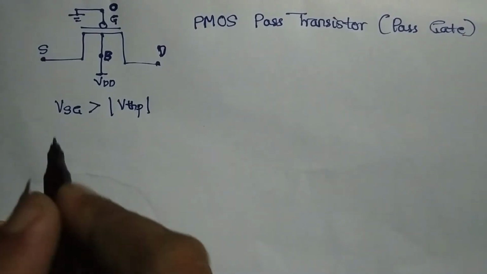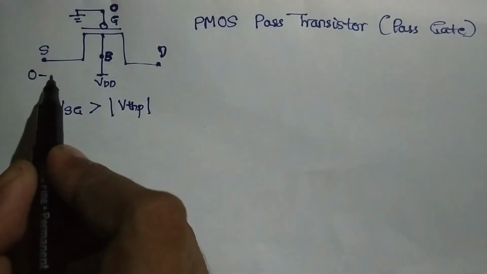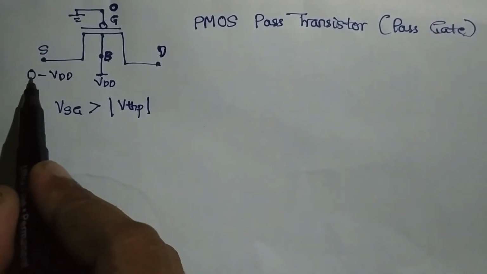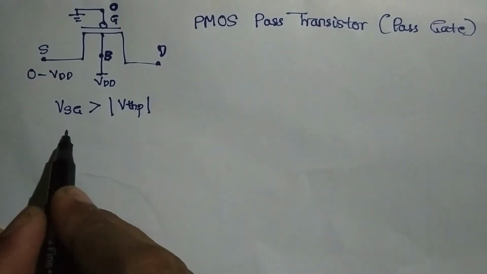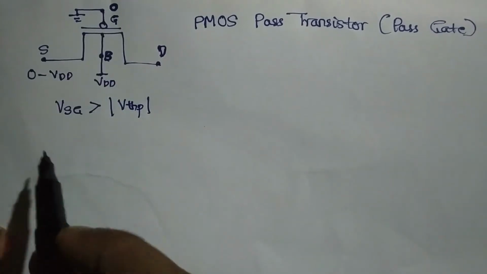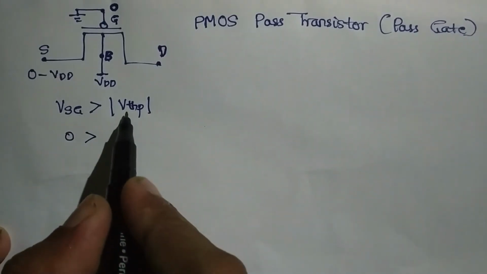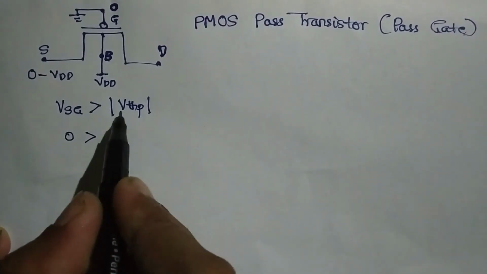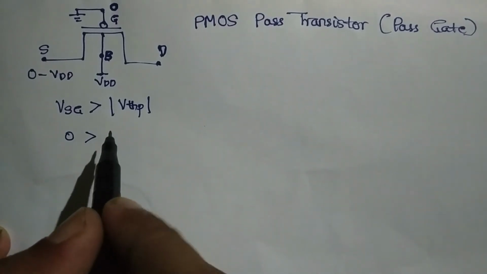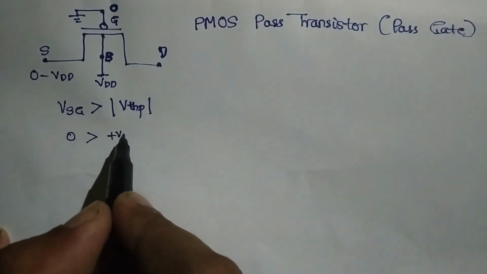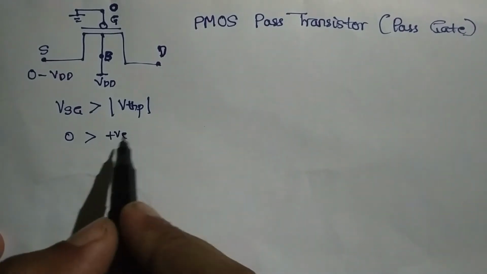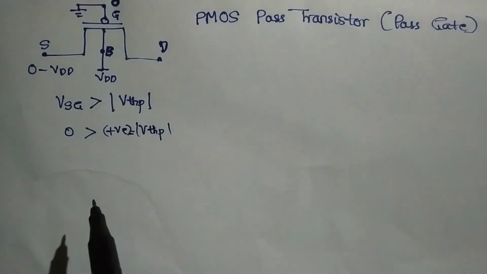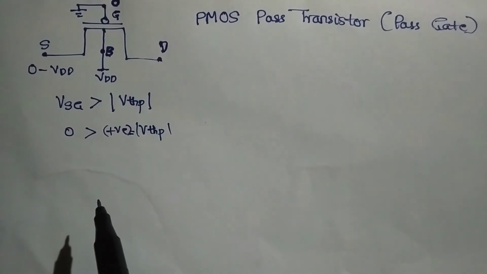Let's consider the same scenario. I am varying this from 0 to VDD. What's the voltage that I get here? When it is 0, my VSG is 0. You see, 0 and 0, VSG is 0. So is 0 greater than the magnitude of VTHP? VTHP will usually be negative, but even though it is negative, the modulus is definitely greater than 0. So 0 is not greater than a positive value, and this positive value is the magnitude of VTHP.